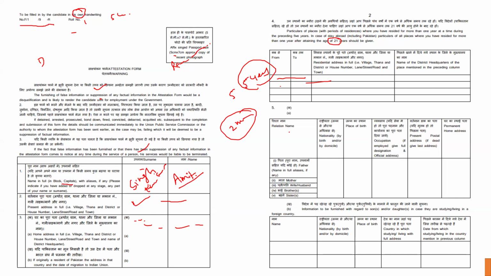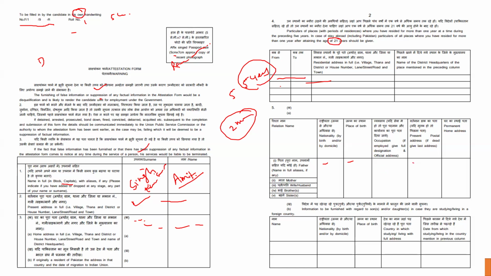Okay. Then here, related to relation, your father, that is the problem now. They have given very small spaces. So here it is about nationality, place of birth, then if any occupation, employed, then give employment designation, official address. See, here you have to just write in a small font, because as I said, there is a fault in the designing of the form, but whatever is there, you have to write. Just write in a small font.